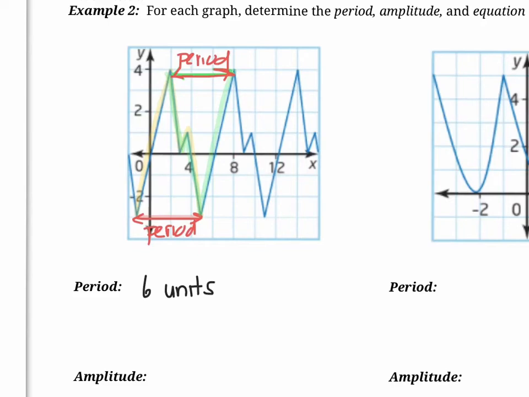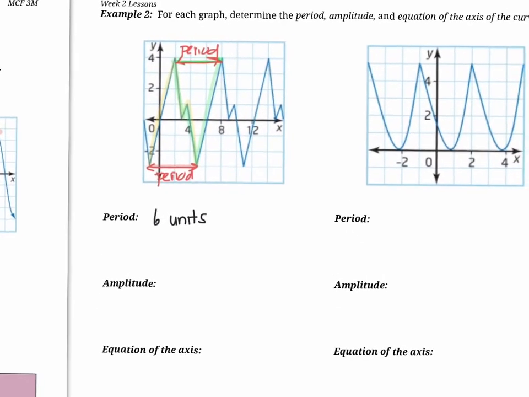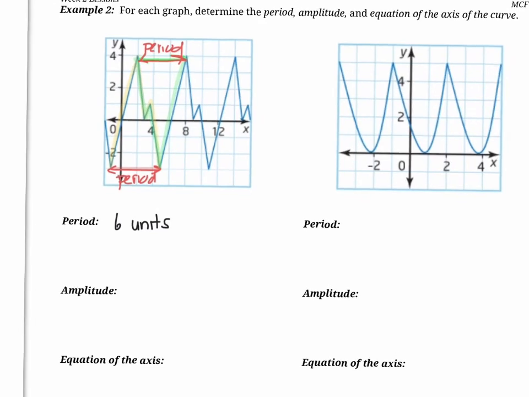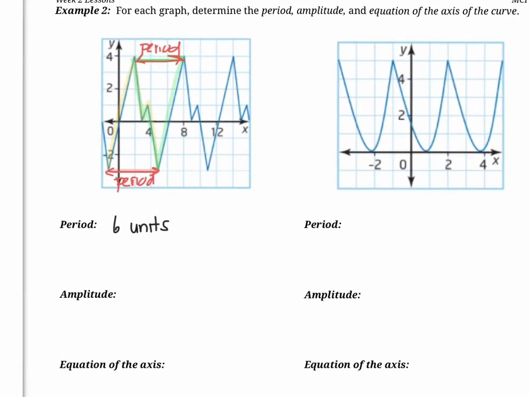So the next two things we have to find are amplitude and equation of the axis. So I'm going to skip amplitude and we're going to go right to the equation of the axis, then we'll come back. The equation of the axis is just what line is in the middle, going to cut this graph completely in half horizontally. So because it's a horizontal line, it's going to start with y equals. The line that's going to cut this thing in half is always going to be called y equals something, because any horizontal line is called y equals something.